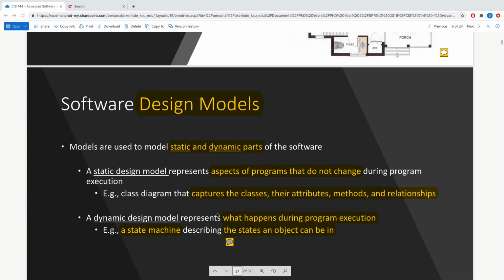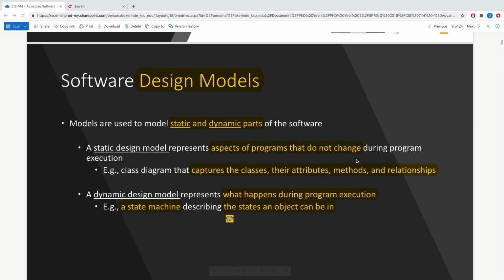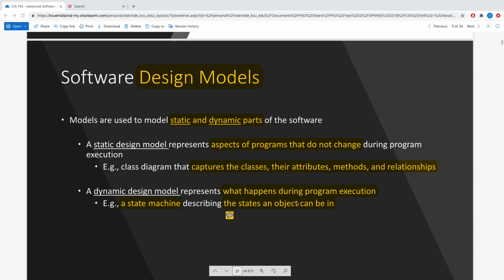So software design models are used to model static and dynamic behaviors of the software system. Static are the components of the software system that are rarely changing. Dynamic are the parts that are obviously constantly changing. So the static represent those that do not change, and the dynamic represent what happens during program execution.